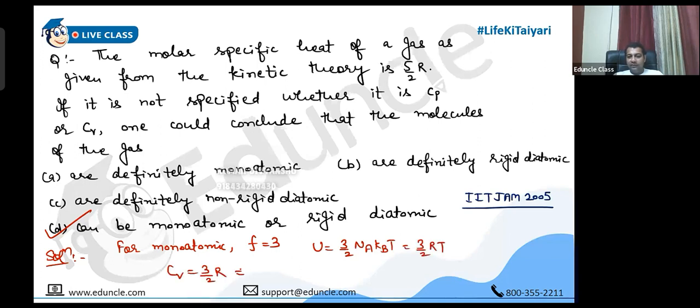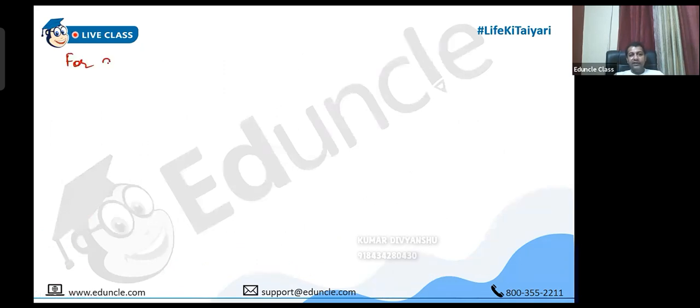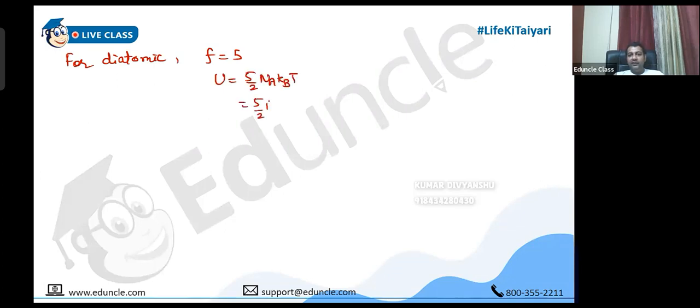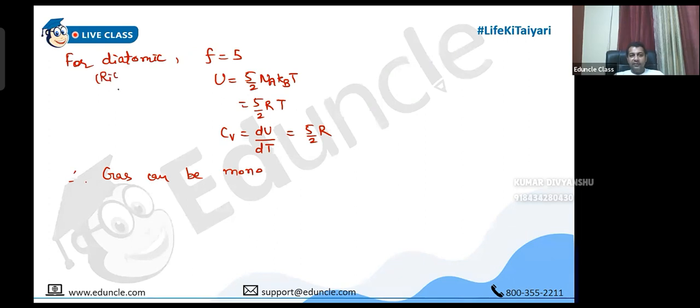If the information that they have provided is Cp, then it can be monatomic. But if it is Cv, then for diatomic we have F as 5. So U will be 5 by 2 N_A kT, that is 5 by 2 RT. So here this Cv can be 5 by 2 R. Therefore the gas can be monatomic or rigid diatomic, because for both we are getting 5 by 2 R as a possibility. Okay.